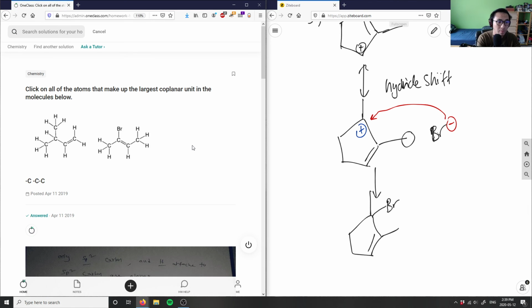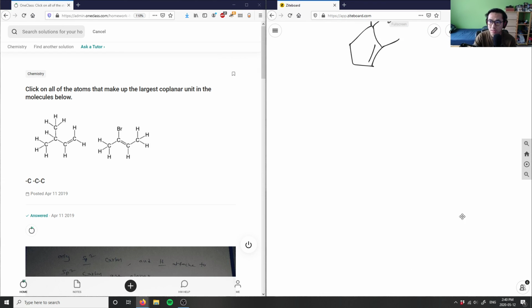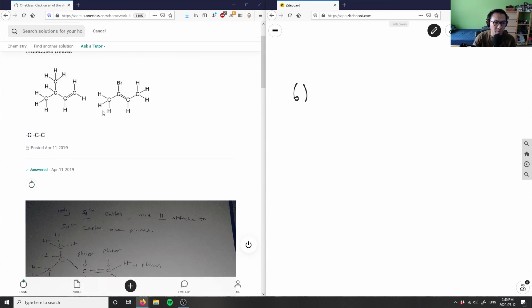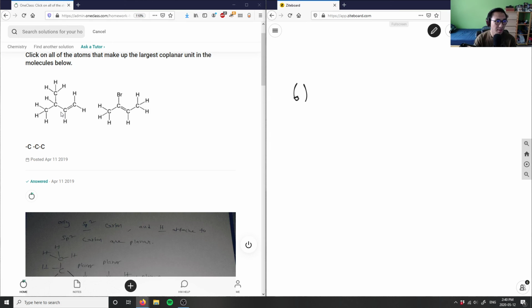So now, number 6. It's asking us to click on all the atoms that make up the largest coplanar unit in the molecule below. I don't know how we could click the atoms, so it's just asking us which atoms make up the largest coplanar unit, right? I believe it's probably some type of system that they want us to click, but again, we can't click.